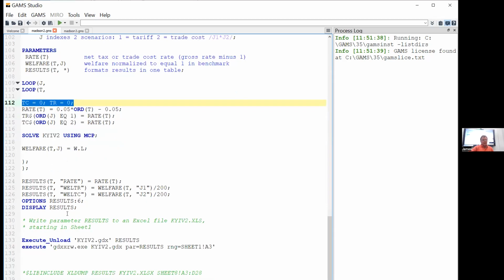So below that is just extracting a parameter so you can make a nice little table, little matrix of the results for this. So what we've got here is results over set T, rate. The first column of this little matrix will give the rate. And then the second column gives welfare under the tax scenario, and the third column gives welfare under the transport cost, the iceberg cost.